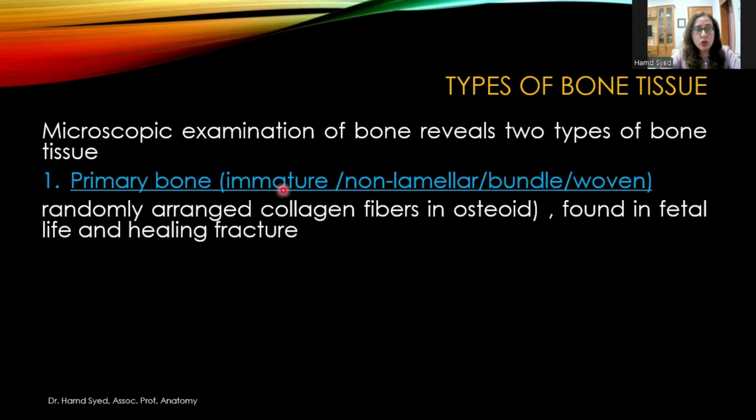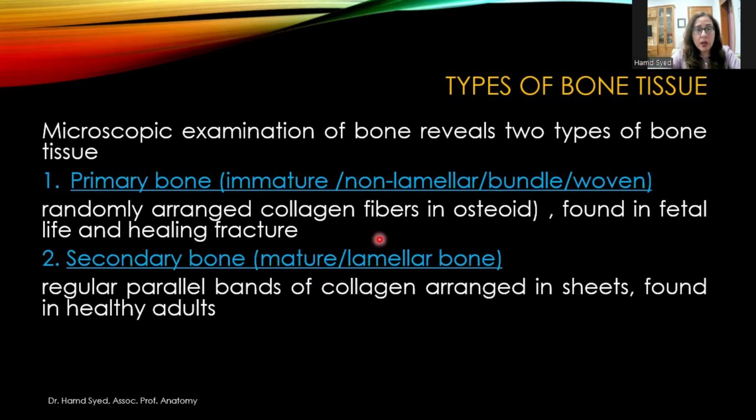The primary bone tissue is also known as immature bone or the non-lamellar bone, also called the bundle or the woven bone. Now, in this type of bone, the collagen fibers, which we just mentioned, are going to be randomly present in the osteoid, that is the bone matrix. And this is the sort of bone which is found in fetal life and also in the initial stages of a healing fracture.